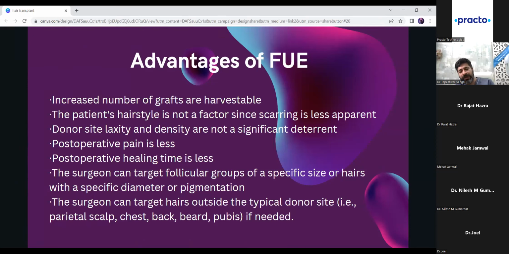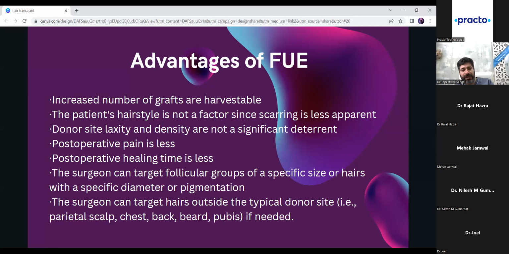Advantages of FUE, since FUE is now 100% acceptable. There are advantages to the patient and even to the surgeon. With FUE, we can do a large number of grafts, up to 5,000 grafts can be extracted. And since there is no scar, if the patient wants to go bald, he is allowed to shave his head. But with the FUT technique, sometimes the scar is so prominent that he is not able to keep his head shaved.